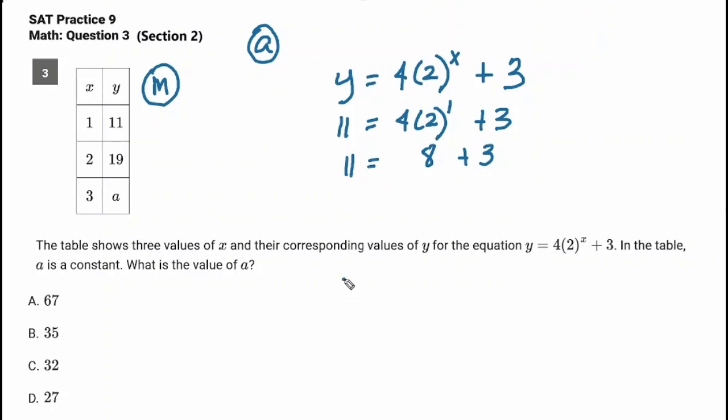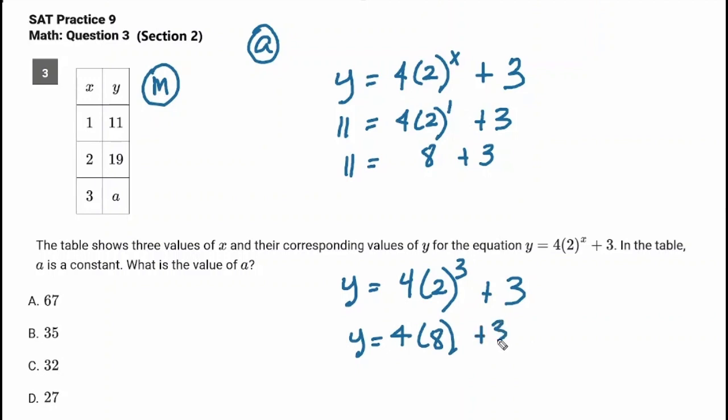How would that work? Y equals 4 times 2 to the what? 3 plus 3. Y equals 4 times, what's 2 to the 3? 8 plus 3. That's 4 times 8, which is 32, plus 3, which is 35. And so the answer is B. You can get this right much quicker than I just took. I just wanted to show you how the function works, and you move on.